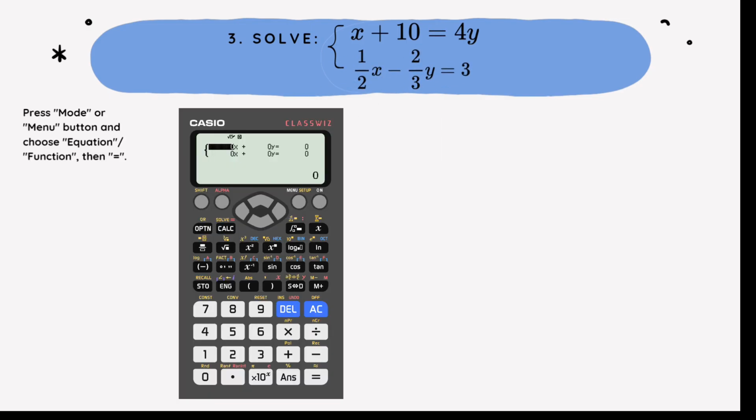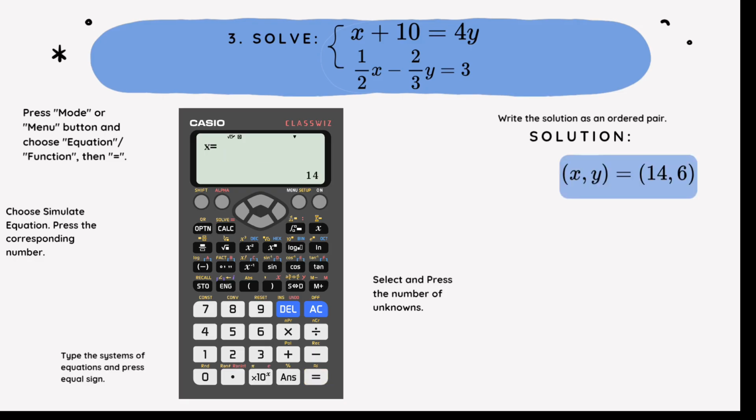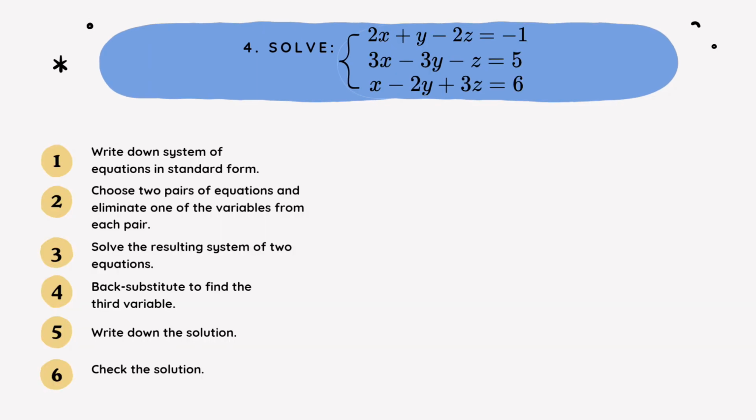Let's try now in our calculators. Again, we may skip steps 1, 2, and 3 because we've already set up our calculators earlier. Let's proceed on typing the systems of equations and press the equal sign to solve for x and y. Now that we already have the values, we can now write our solution. (x, y) is equal to (14, 6).